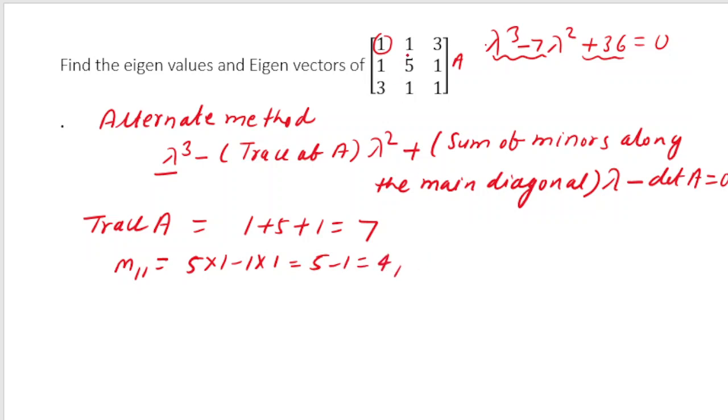If I calculate the minor of element 5, so what will be M22, minor of element 5? I have to leave this row and I have to leave this column. So 1 into 1 is 1, minus 3 into 3 is 9, that is minus 8.